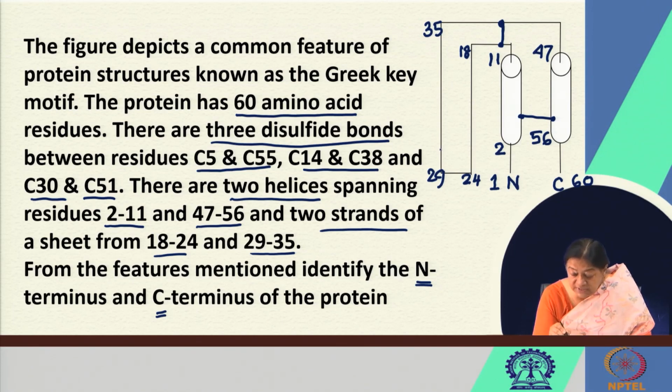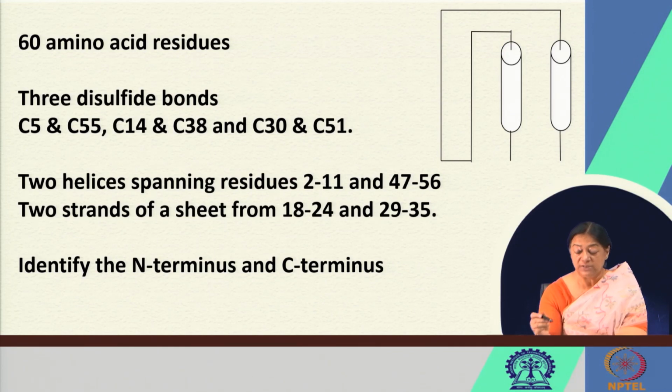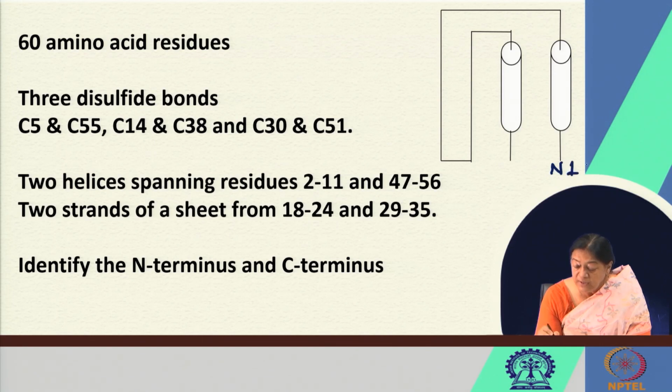Then our third disulfide linkage is between 30 and 51. So, 30 is here and 51 is somewhere here, which means that the assumption we took initially, that this is the N and this is the C terminus, is not correct. So, let us see how we can work this out. Let us now consider this as the N terminus, residue 1, and this as the C terminus, residue 60. These are the only 2 possibilities that we have.